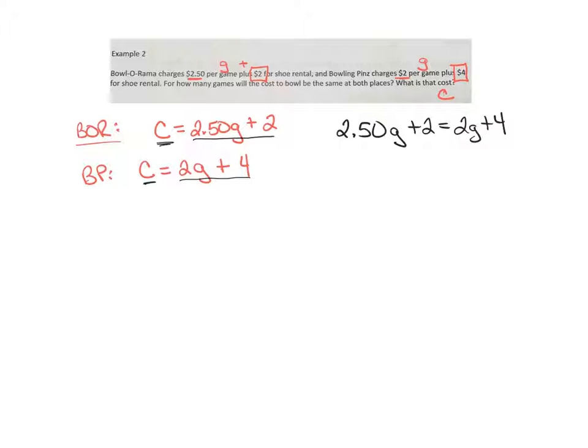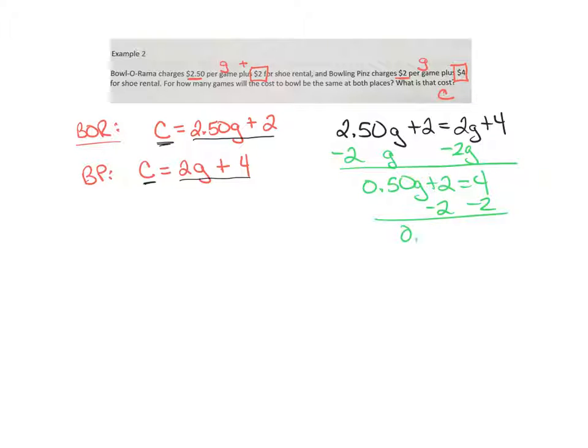To solve this, we subtract 2g from both sides, and we get 0.5g plus 2 equals 4. So now we subtract 2 from both sides, and we get 0.5g equals 2. When we divide by 0.5, g is going to equal 4. This means that 4 games will give you equal cost.